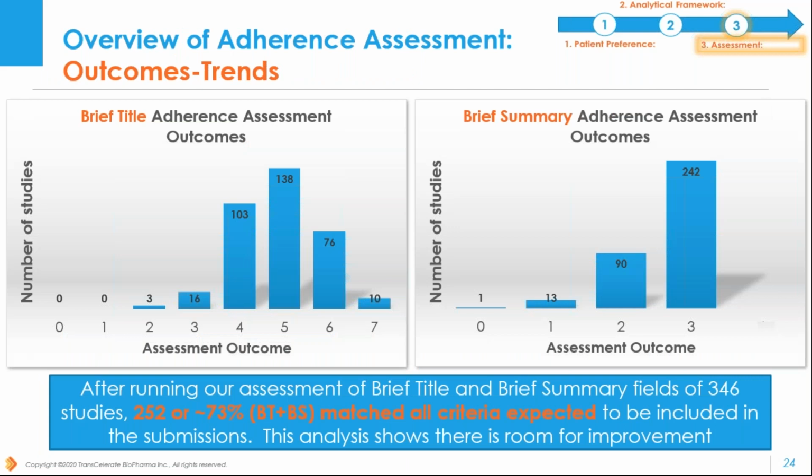This is just the same data represented graphically, in terms of the numbers that we saw, where on the left-hand side we look at the brief title, where 0 is a really bad score and 7 is the top score, and you can see a distribution across the numbers. But in summary, we can do better. These aren't perfect scores, and it's something that we can work on.